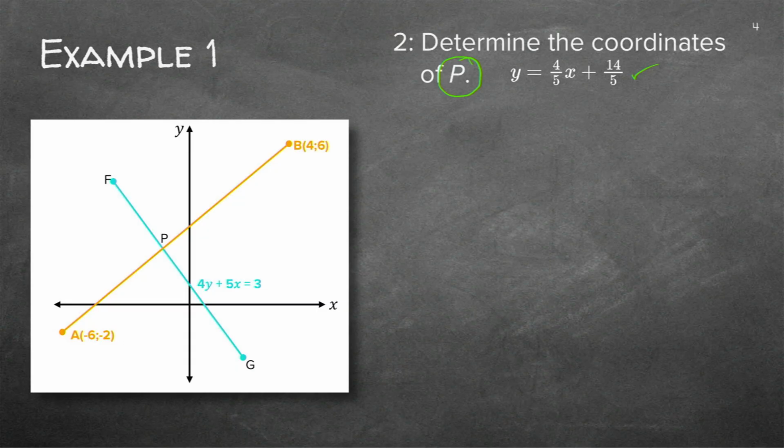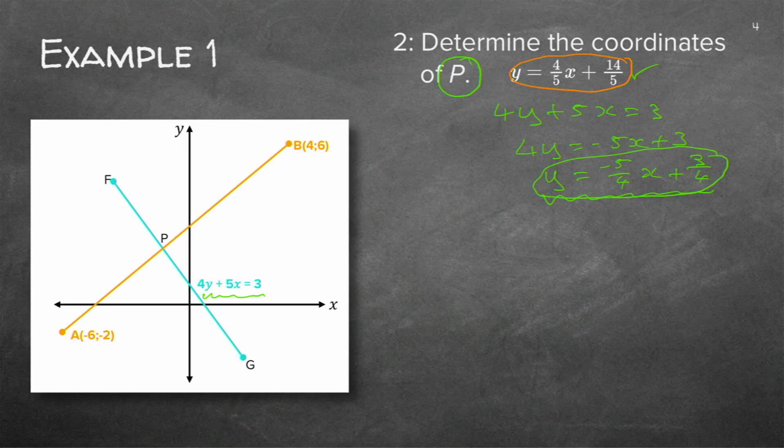But look at this ugly formula here. It's not in the correct order. 4y plus 5x is equal to 3. I need to get the y all alone, so I take the 5x over. I need to get the y all alone, so I divide by 4 all over. And there is my other equation. So now the one equation is this one here, and the other one is this one here.